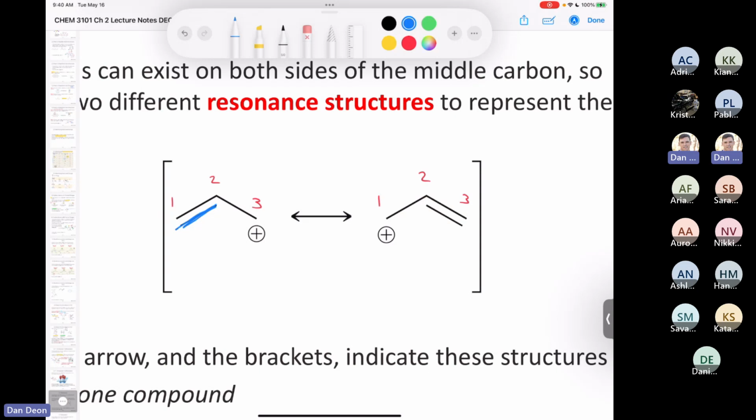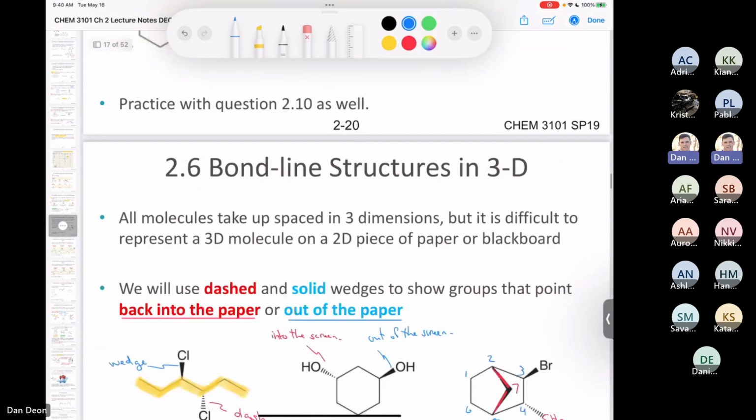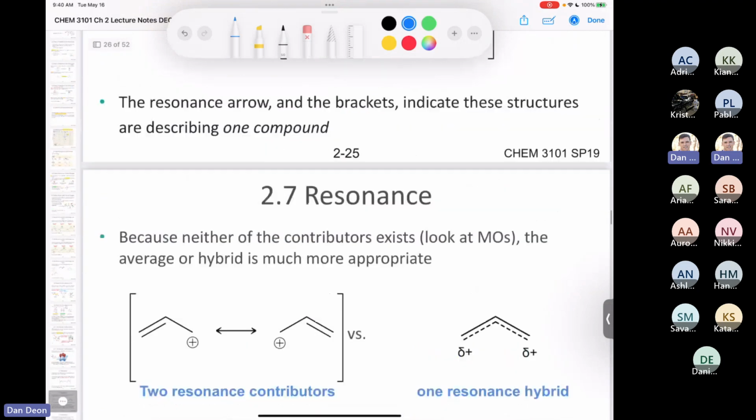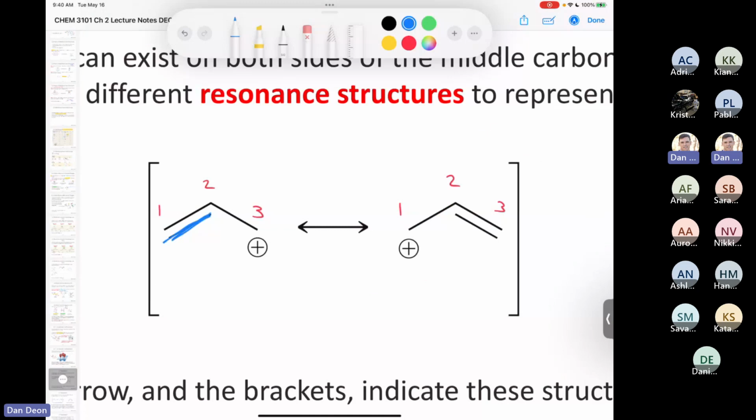They could be drawn between carbons 1 and 2, or they could be drawn between carbons 2 and 3. And then if you're thinking, well, is it just vibrating back and forth? No, it's not doing any such thing. Neither of these is a perfectly accurate representation of the allyl carbocation. What we say is the allyl carbocation is actually a hybrid of these 2 structures, right?